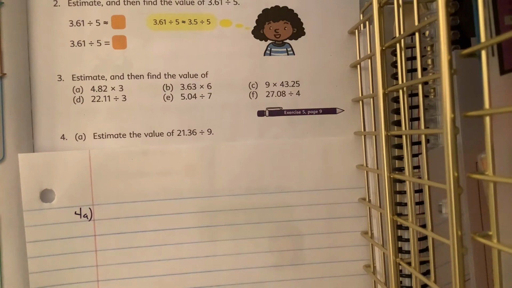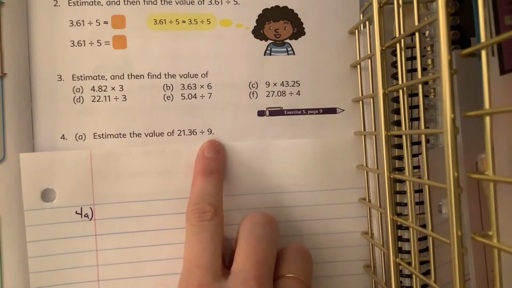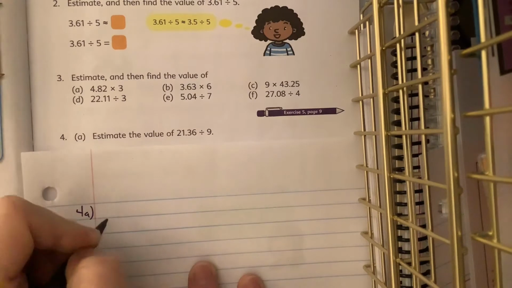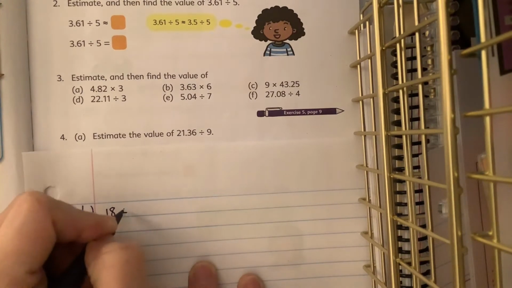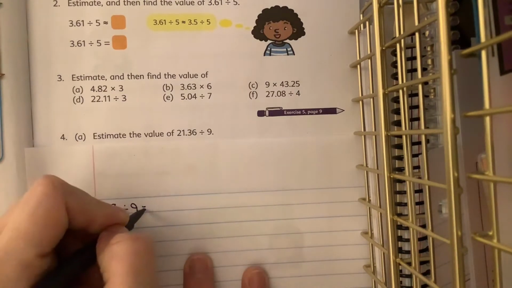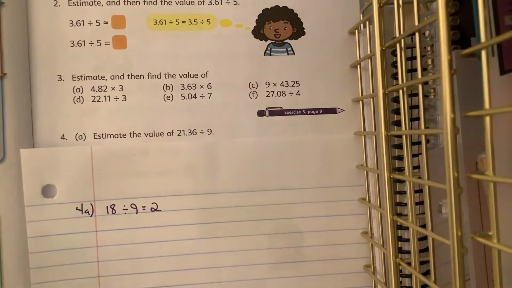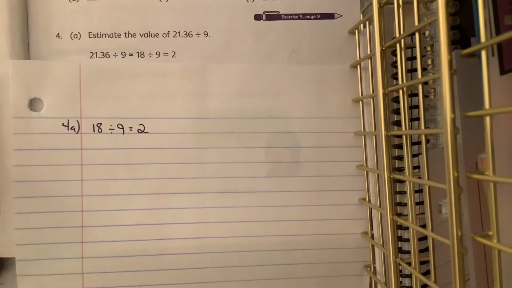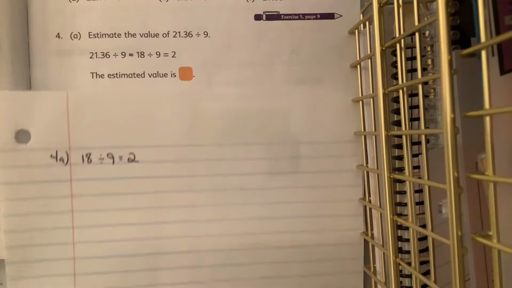So how do we do that? Remember, we want to round prudently. So if we're dividing by 9, what can we round 21 to that's going to be evenly divisible by 9? So we're going to round 21. The closest multiple of 9 is actually 18. So 18 divided by 9 equals 2. So our estimate is 2. This is going to give us an idea when we go into our actual answer about where we're at.